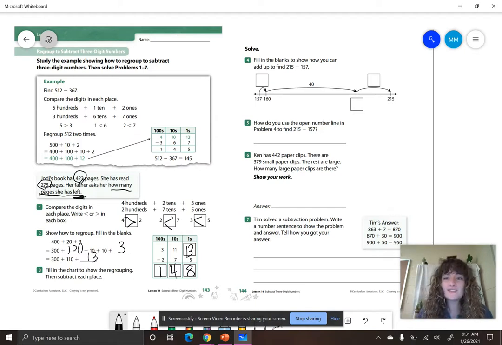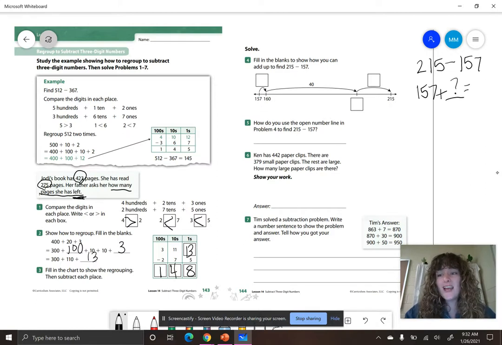It says fill in the blanks to show how you can add up to find 215 minus 157. So remember, we have talked about how if I know my whole number in my subtraction problem, and I know the part that I'm taking away, I can use my whole and the part that I know to flip it around into an addition problem. Fact families. So I know my part is 157. I do not know my missing part, but I know I'm making 215 altogether.